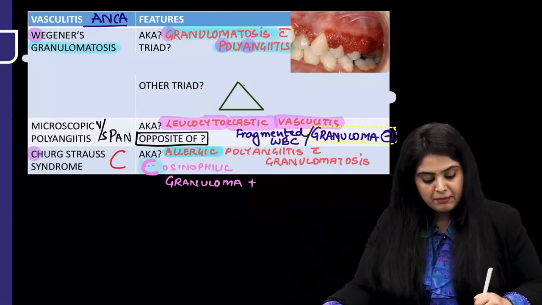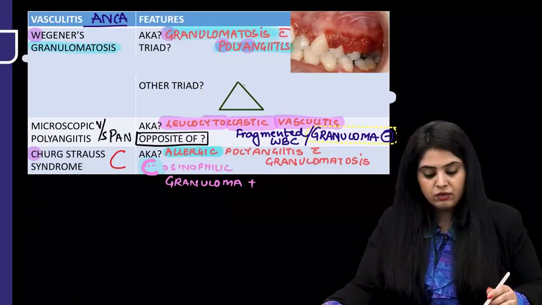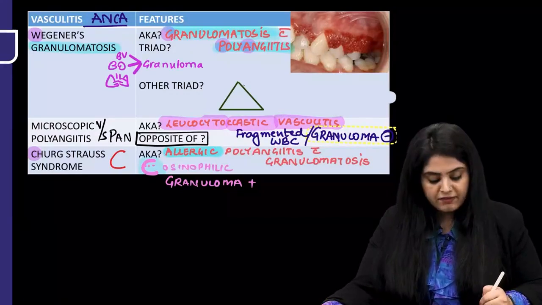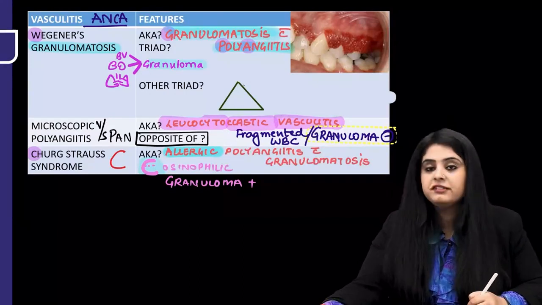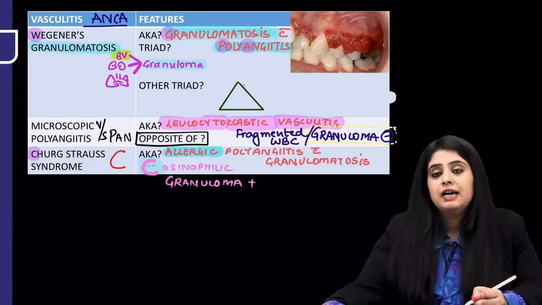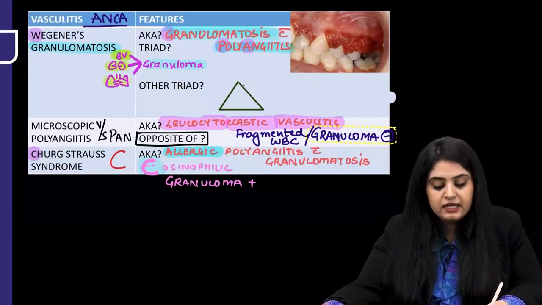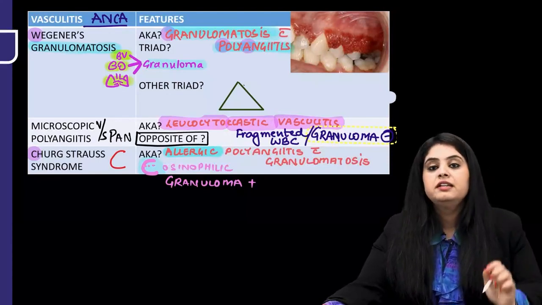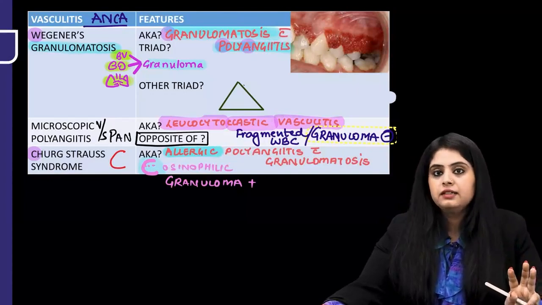My focus is so much on the word granuloma. Where are the granulomas seen? You will say, ma'am, obviously it's a chapter of the blood vessels, so you have to keep blood vessel. Other than that, it is seen in the kidney and the lungs. So granulomas are seen in blood vessel, kidney and lungs. That is the granuloma triad.